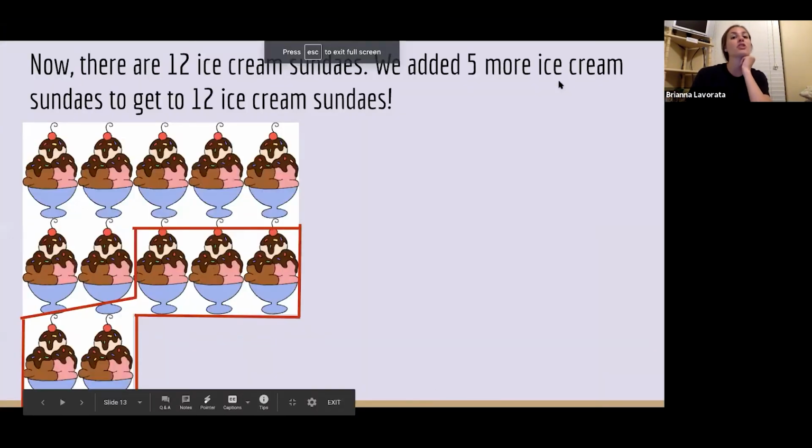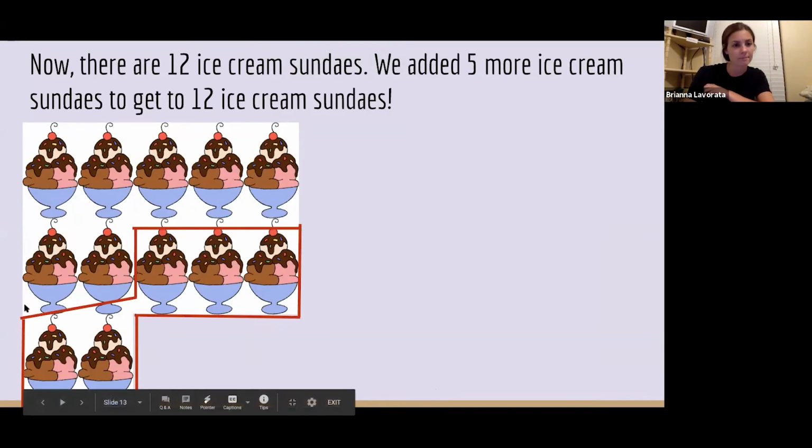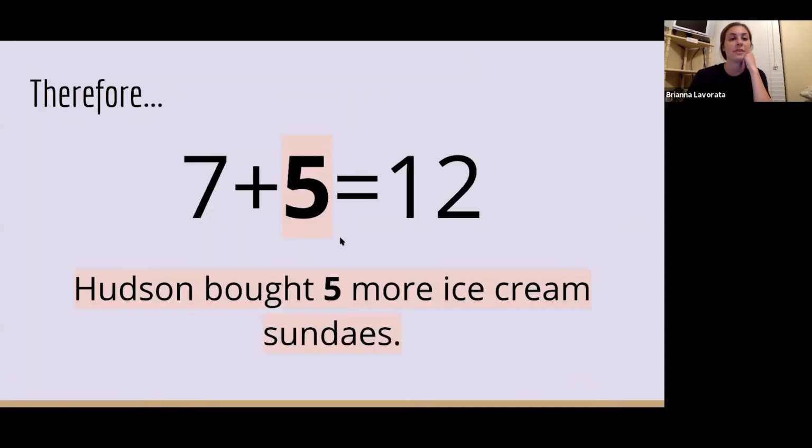So now there are 12 ice cream sundaes. How did we do that? We just added 5 more ice cream sundaes to get to 12 ice cream sundaes. So you can see here this red box, this red outline is circling the 1, 2, 3, 4, 5 ice cream sundaes that I added. Okay, so we counted up. We kept 7 in our head. We would say 7, 8, 9, 10, 11, 12. So therefore, 7 plus 5 equals 12. Hudson bought 5 more ice cream sundaes.